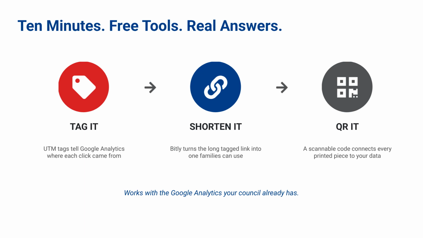We'll use 3 free tools: UTM tags, bit.ly, and QR codes to see exactly which flyer, which school, and which post drove people to your sign-up page. If your council uses Google Analytics, this will also appear in their site's Google Analytics dashboard. Let's start with the basics.